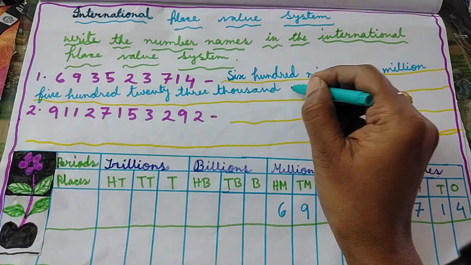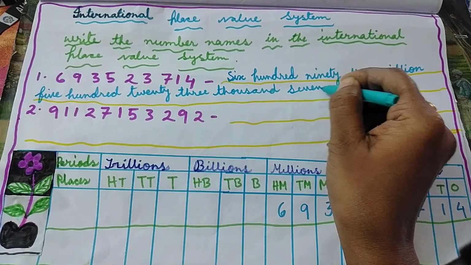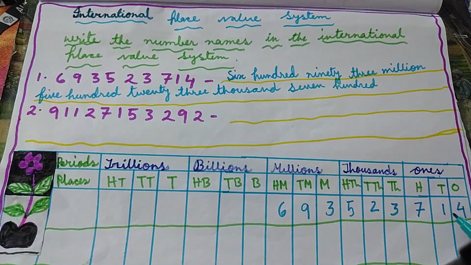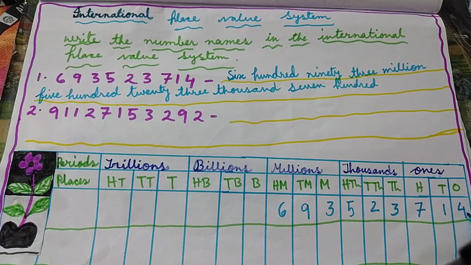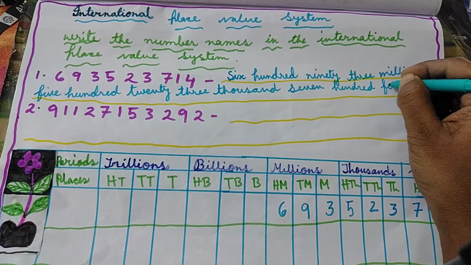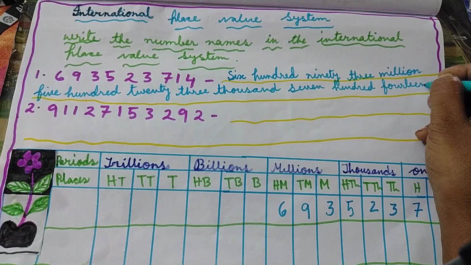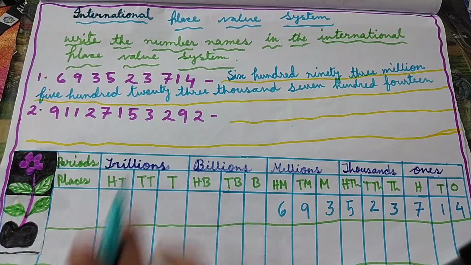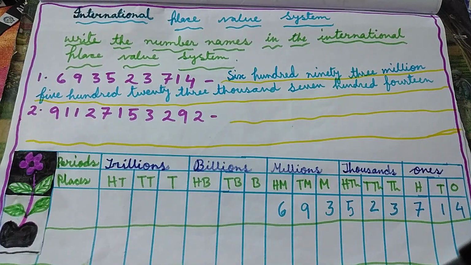700. 1 and 4 togetherly makes 14. Okay. Now go to the second example. Write all the digits of this number in their respective places. Start from the right side.